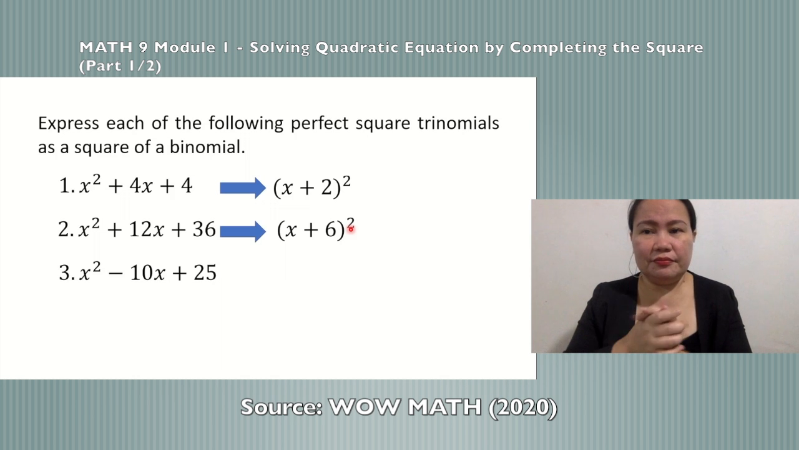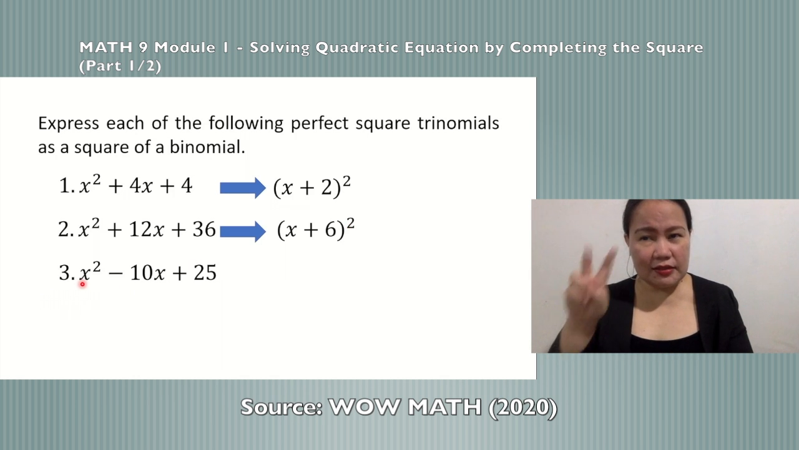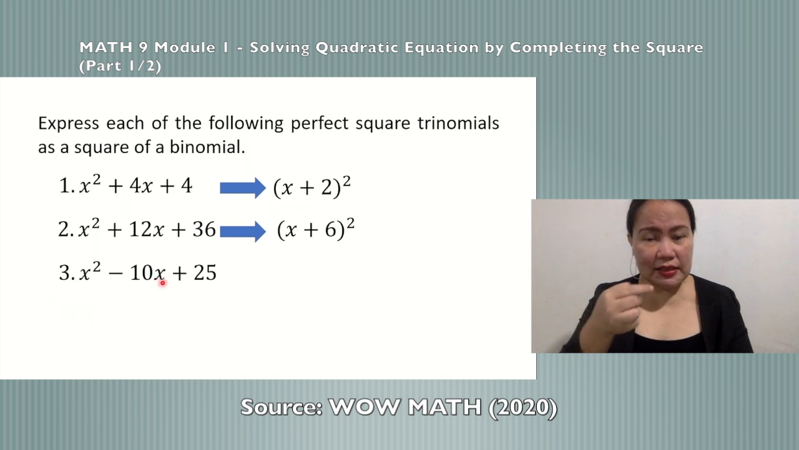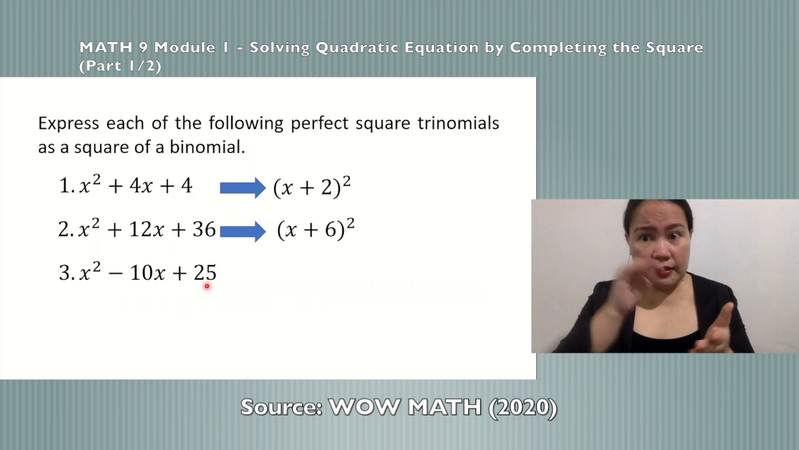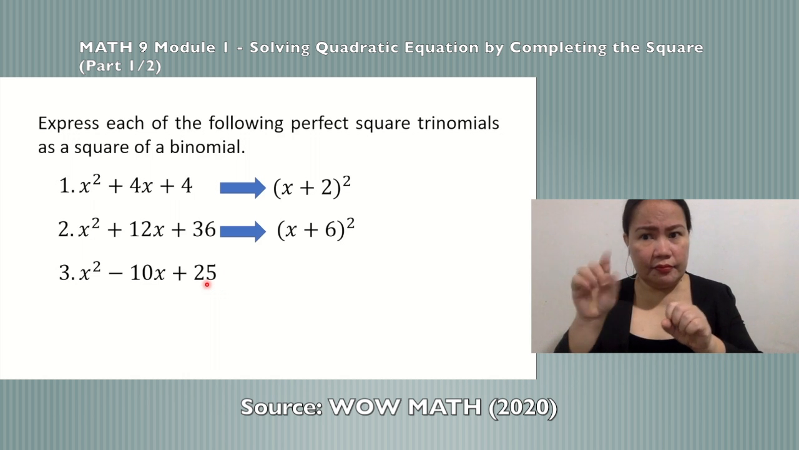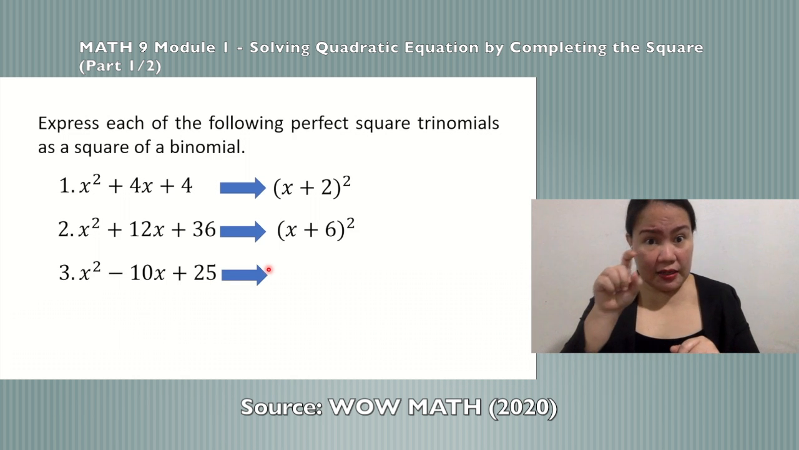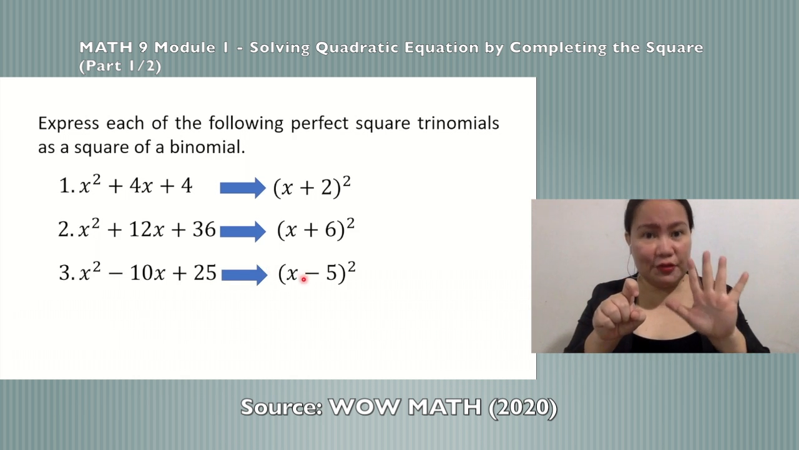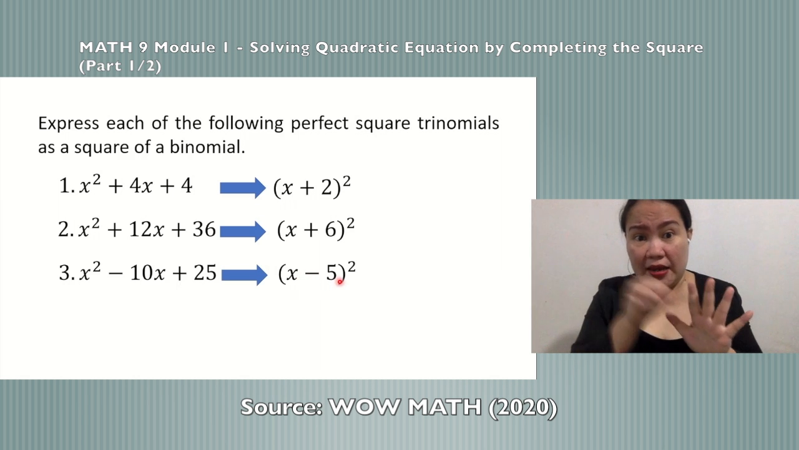Another. We have x squared minus 10x plus 25. So, ulit, ano ang square root ni 25? 5. So, anong sign? Negative. So, therefore, the square of binomial is x minus 5 squared.